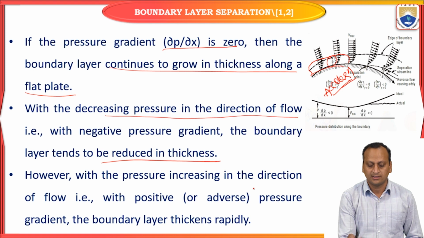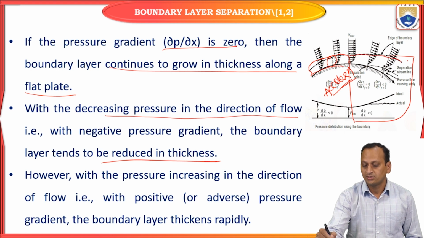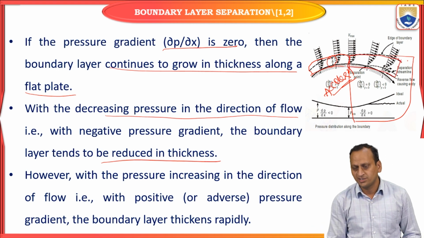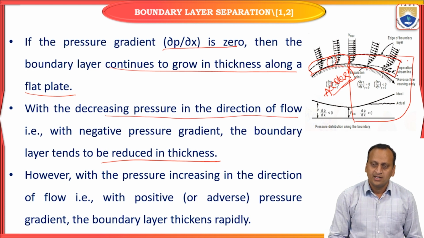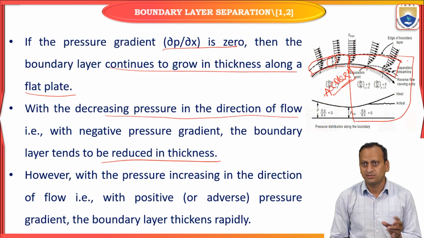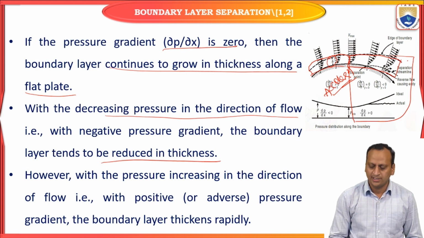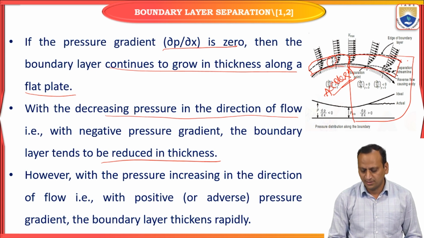However, with the pressure increasing in the direction of flow, with the positive or adverse pressure gradient, the boundary layer thickens rapidly. In the case of divergent flow, after D in this portion, divergence will take place, and due to that the boundary layer thickness delta is going to increase. That is due to the positive pressure gradient, where the velocity gradient becomes lower than 0. In that case, the positive pressure gradient exists, the flow is retarded, and there will be greater boundary layer thickness.